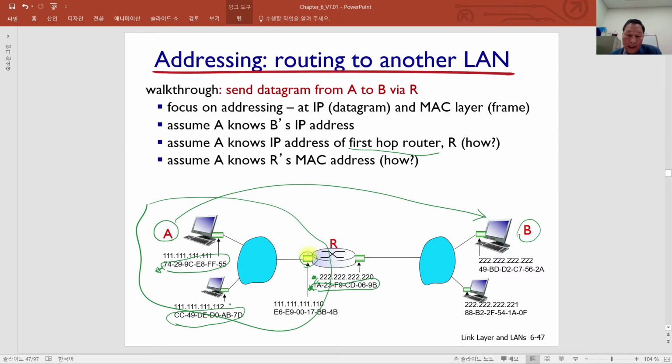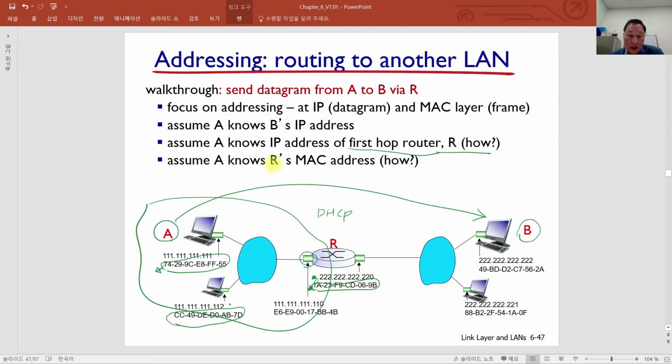We are providing that information when we are computing to use internet. Or if we are using DHCP, then DHCP is configuring that information initially.